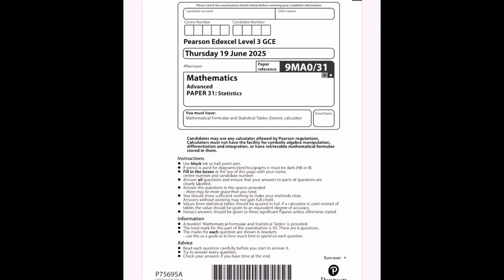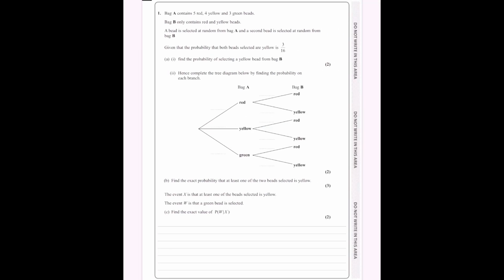Welcome to paper 31. This is a stats paper from the Edexcel A-Level 2025 series. All right, question number 1.